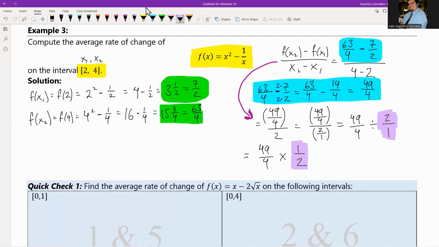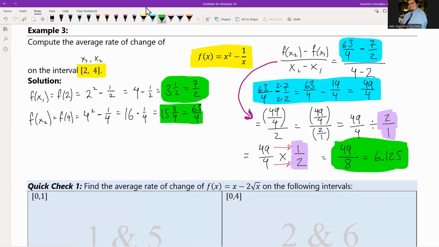Got it? And now what you hopefully remember is multiplication happens straight across. 49 times 1 is 49, divided by 4 times 2, that is 8. And if you want to throw this into a calculator, 6.125. And we are done.